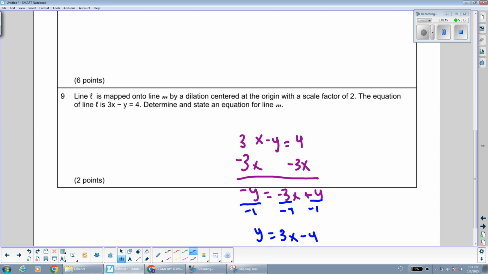When you do any dilation, the slope stays the same because it makes a parallel line and parallel lines have the same slopes. When you're centered at the origin, you can just take the y-intercept and multiply it by the scale factor. So the equation of the dilated line would be y equals 3x minus 8.